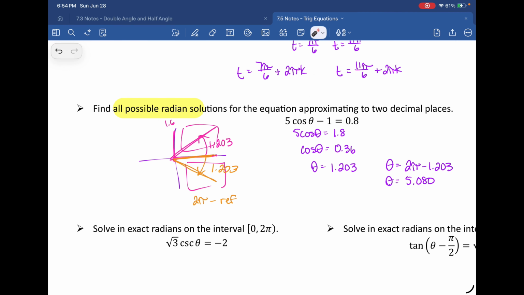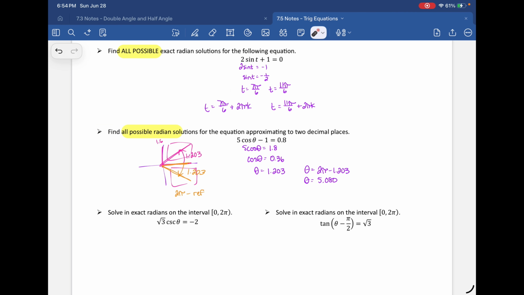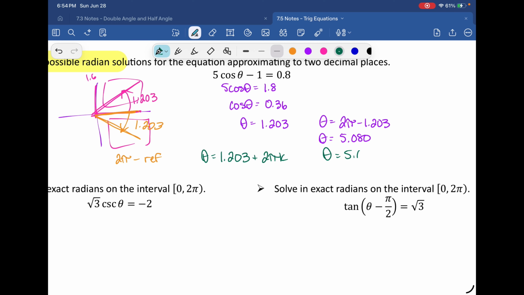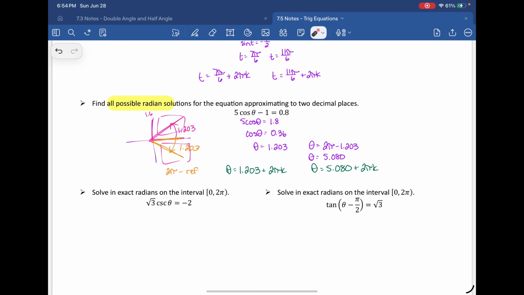Now it does say all possible solutions, so we need to add 2 pi k to each of these. So I have final solutions: 1.203 plus 2 pi k and 5.080 plus 2 pi k. I only need to worry about this 2 pi k, or pi k if it's tangent, if it asks for all possible radian solutions.